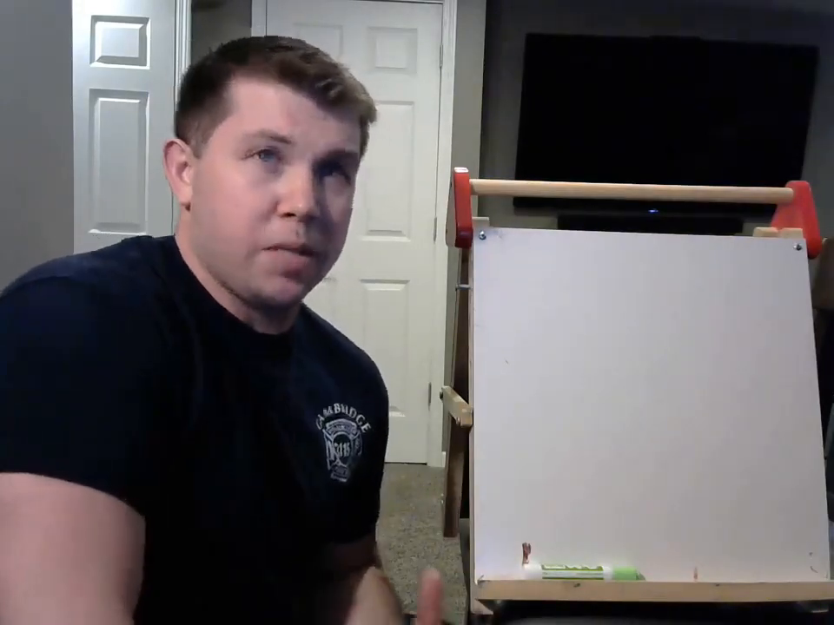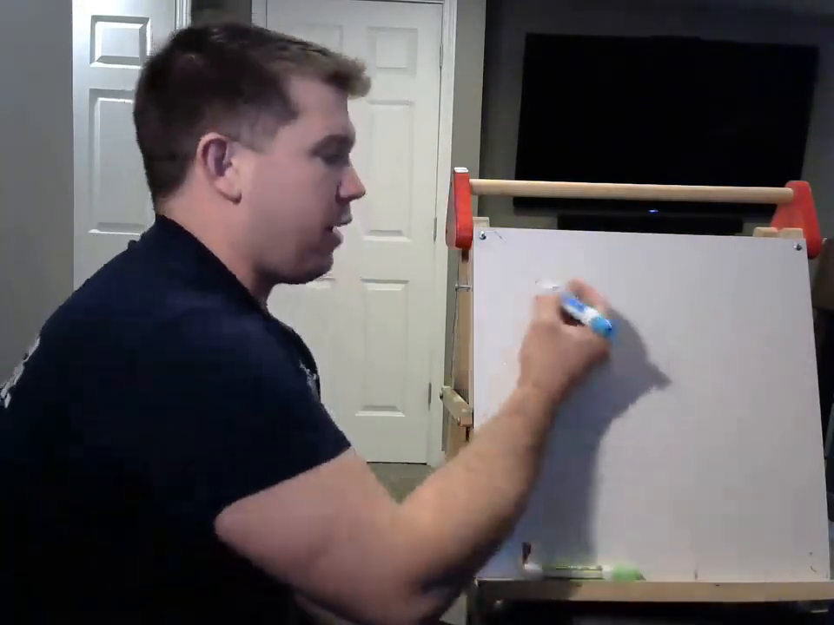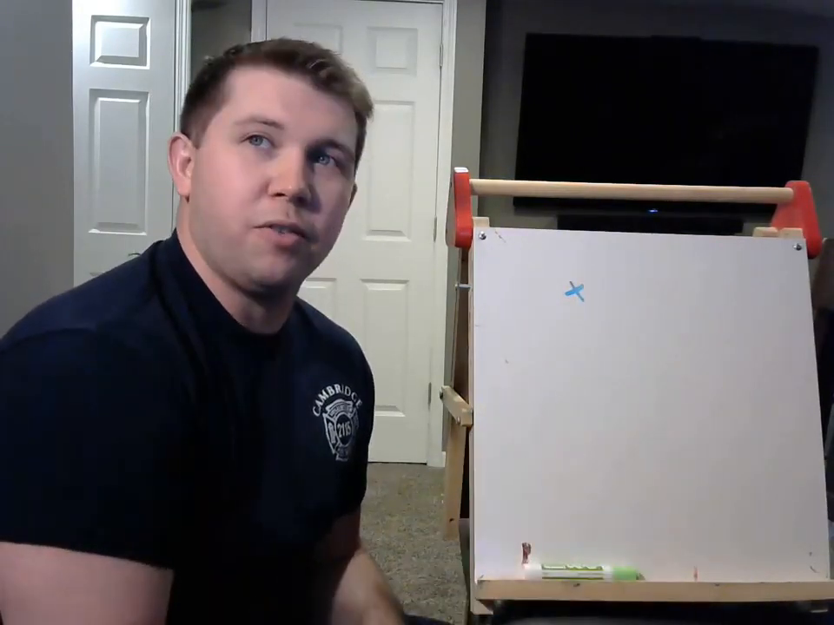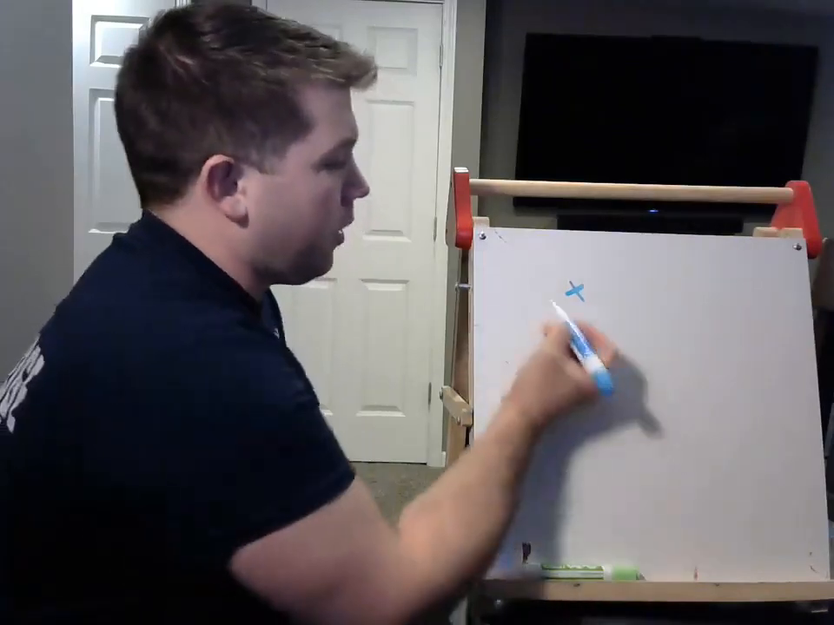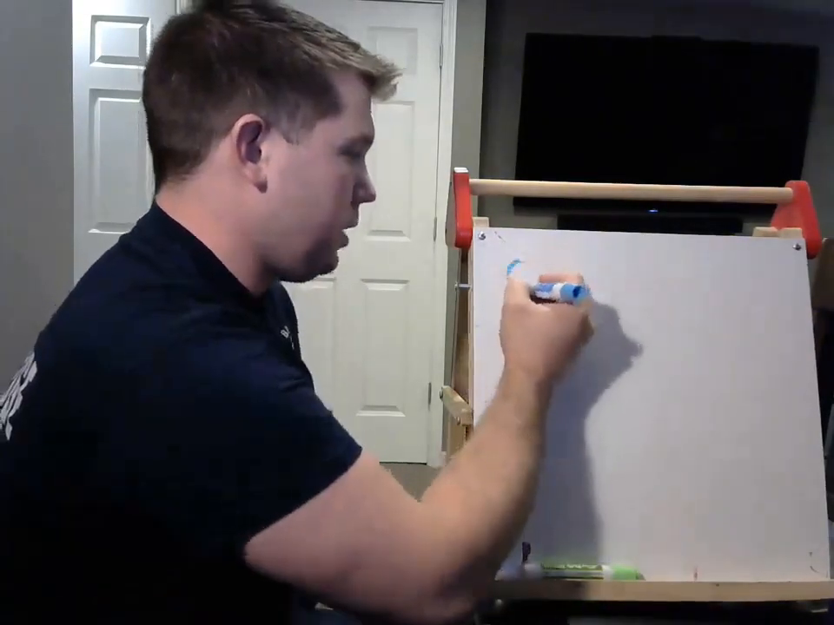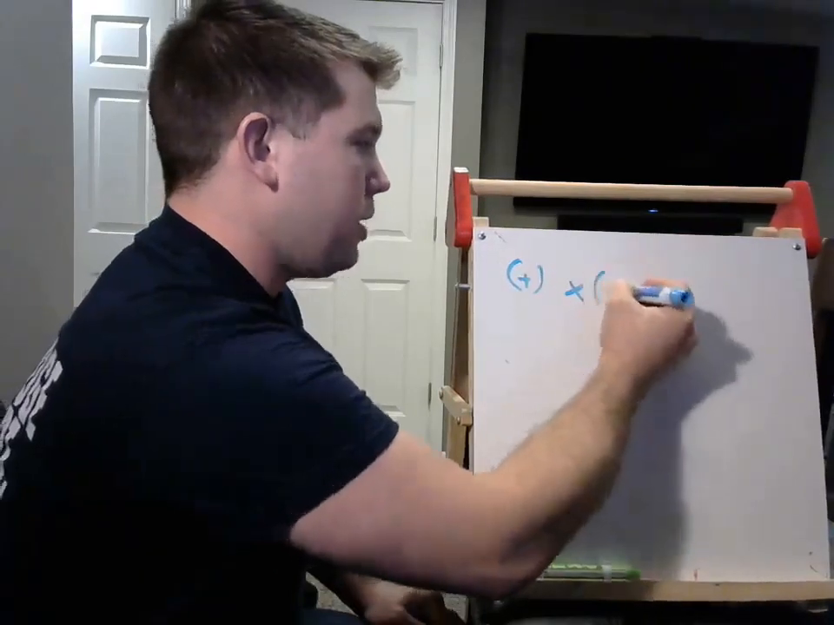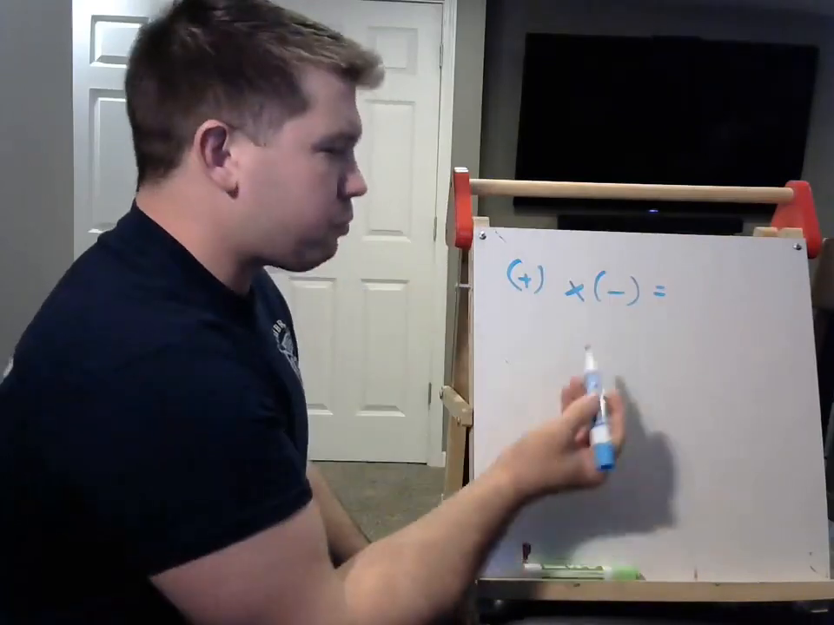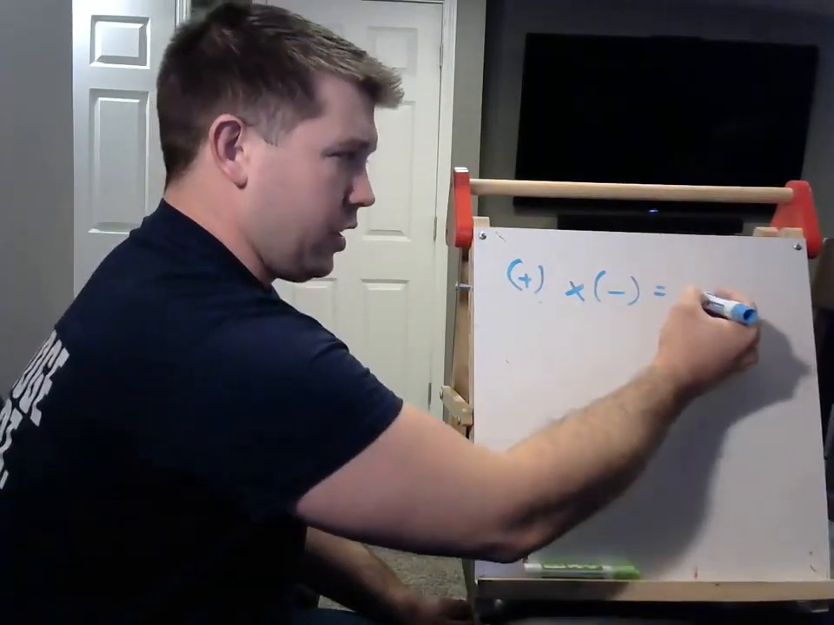So the first question asks, what is the sign of the product of two numbers with opposite signs? Okay, so a product obviously is going to be a multiplication problem, and thank you Kylie and Mason for letting me borrow your easel. So it says that you have two numbers with opposite signs. That means one would be positive and one would be negative. And we're talking about a product, so that's why we're multiplying. And we know that a positive times a negative is going to give you a negative answer.